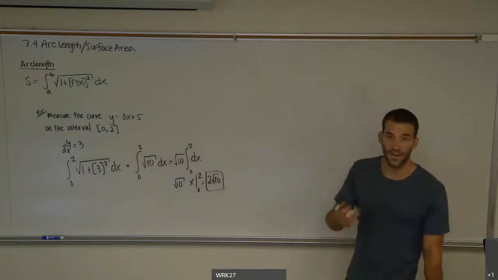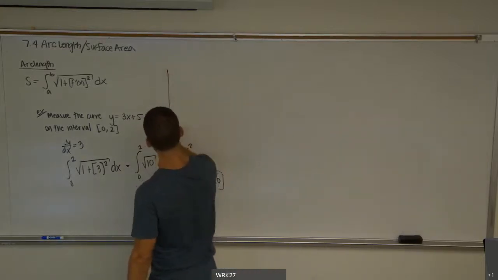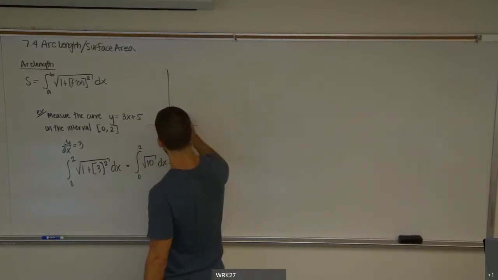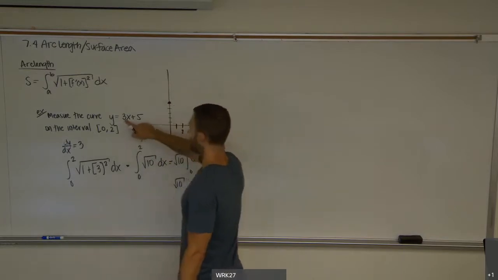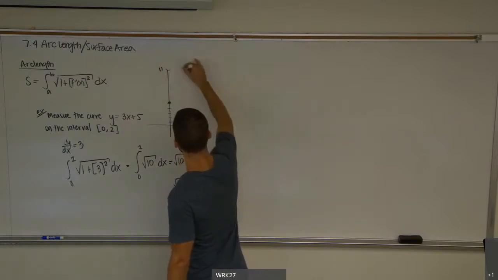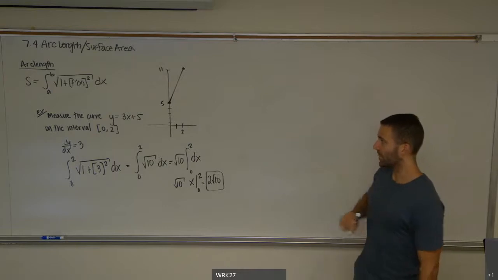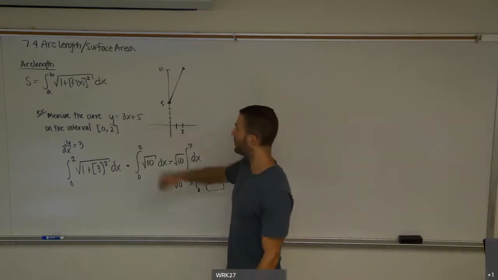Now, just to verify that this indeed agrees with our distance formula, we can actually go ahead and calculate this without using calculus. A y-intercept of 5, a slope of 3. And so at the point 0, 5, and at the point 2 on the x-axis, we would be 6 plus 5, which is 11. And so we have the length of this line. At 0, we're at the point 5, and at 2, we're at the point 11.